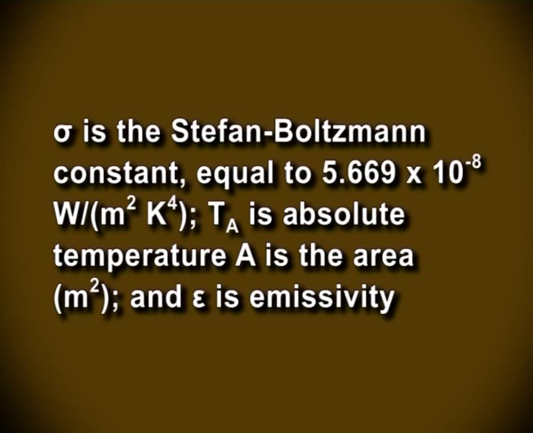Here, sigma is the Stefan-Boltzmann constant, which is equal to 5.669 into 10 power minus 8 watt per meter square per Kelvin to the power 4. Ta is the absolute temperature, A is the area, and epsilon is the emissivity, which describes the extent to which a surface is similar to a black body. For a black body, the value of emissivity is equal to 1.